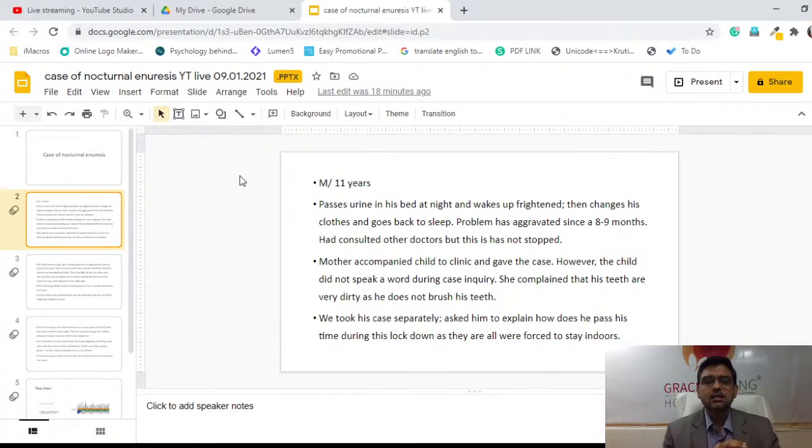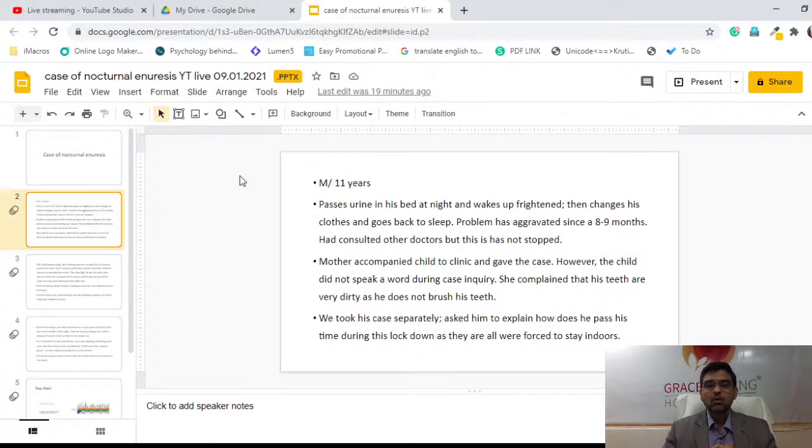Now a simple case. Patient of 11 years of age. He passes urine in his bed at night and awakens up frightened. Then changes his clothes and goes back to sleep. The problem has aggravated since 8 to 9 months. Has consulted other doctors, but this has not stopped. Mother accompanied the child to my clinic and gave the case.